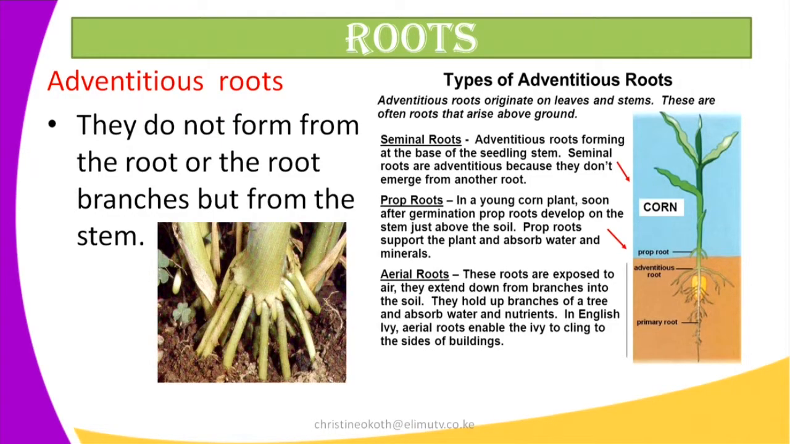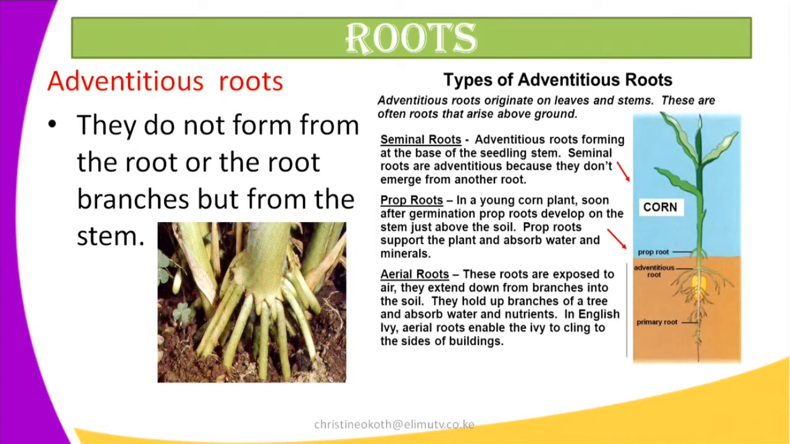Then we have another type still among the adventitious roots. We have the prop roots. In the young corn plant, soon after germination, the prop roots develop on the stem just above the soil. So the prop roots support the plants and absorb water and minerals. This type of root mainly just supports the plants and comes from the stem. So they are not formed from under the ground.